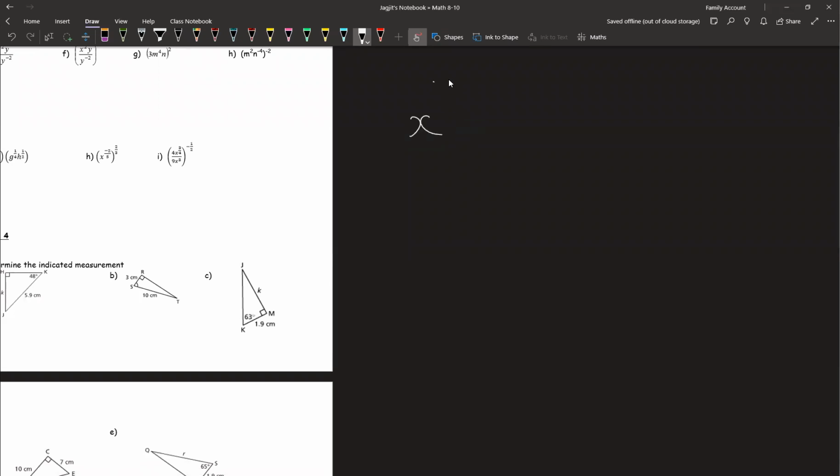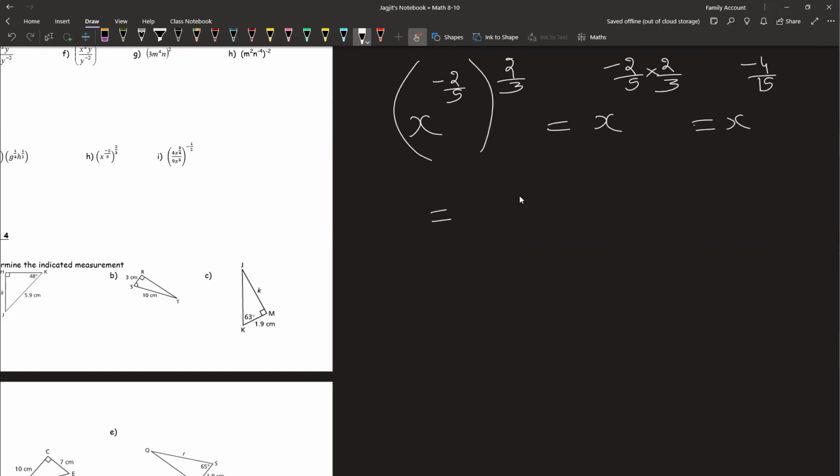If I give you x to the power minus 2 over 5, all raised to the power 2 over 3. When you FOIL them, we'll have to multiply those powers. So that gives you x to the power minus 4 over 15. We will take the reciprocal, so the power becomes positive. So 1 over x to the power 4 over 15. Fairly simple.